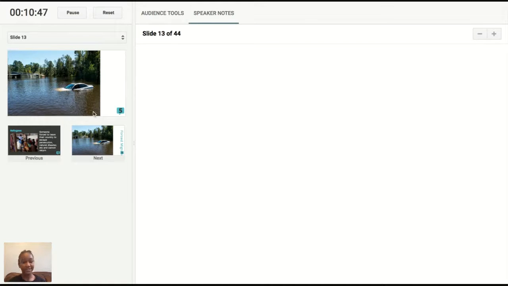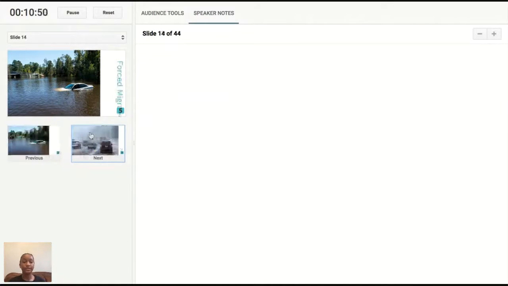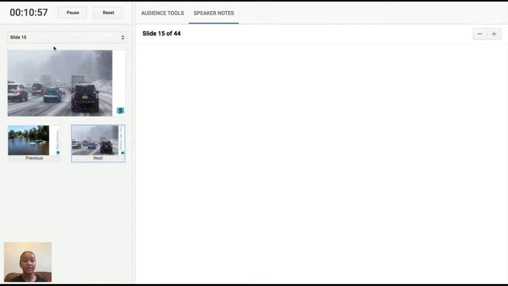Forced. Yeah, good job. This is forced migration because whoever was living here can't return. So this would be considered forced migration. The next picture we're going to look at is a snowstorm.